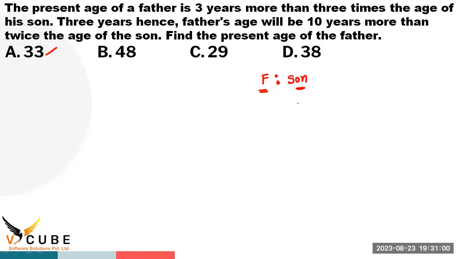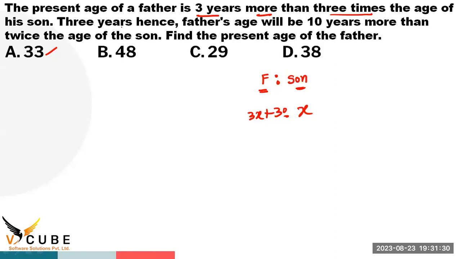The present age of father is 3 years more than 3 times the age of his son. Do we know the son's age? No, sir. We don't know. Let it be X. And the father is how many times? Three times. X into 3, 3X. Plus, more means adding. More than how many years? 3 years. Okay? That is the formation. 3X plus 3.